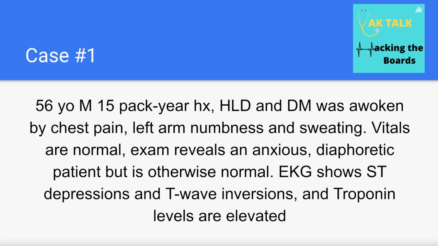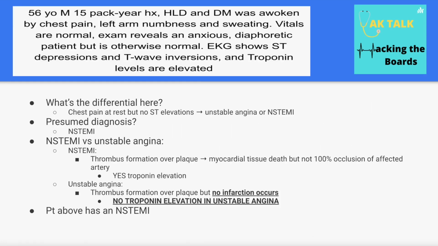So, Ben, let's say we have a 56-year-old male with a 15-pack-year smoking history, hyperlipidemia, and diabetes, and he was awoken by chest pain, left arm numbness, and sweating. Vitals are normal. Exam reveals an anxious, diaphoretic patient, but is otherwise normal. EKG shows ST depressions and T-wave inversions, and his troponin levels are elevated. With all of that information, what is our differential here?